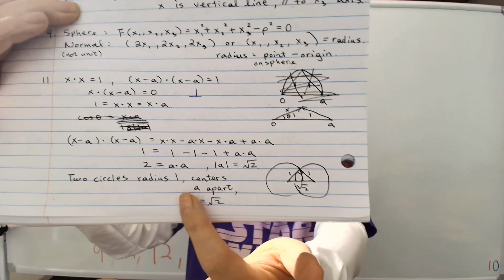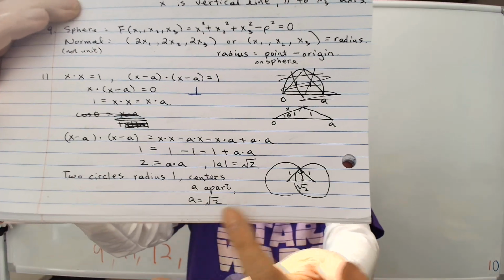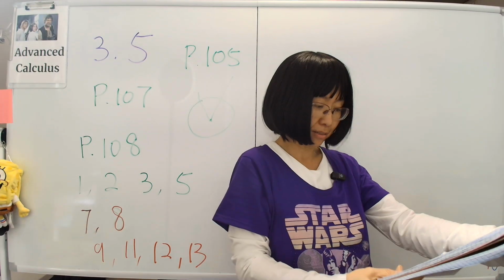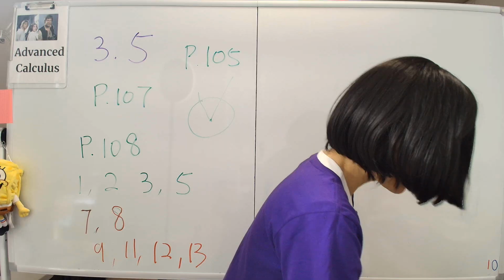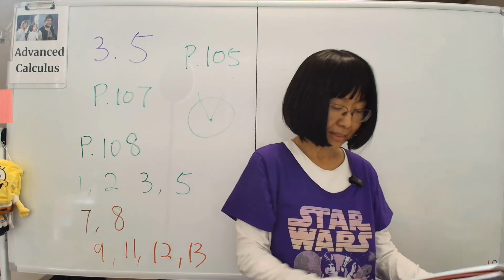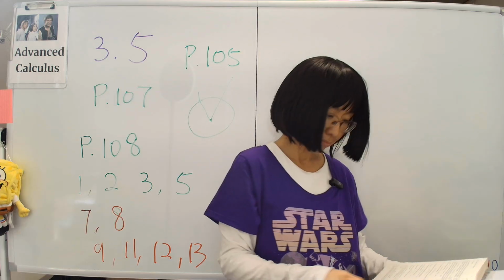These are two circles, each with radius 1, and their centers are apart by the square root of 2. And that's the geometric representation. Well, anyway, that's all I want to say about that. Next, let's look at problem 12.